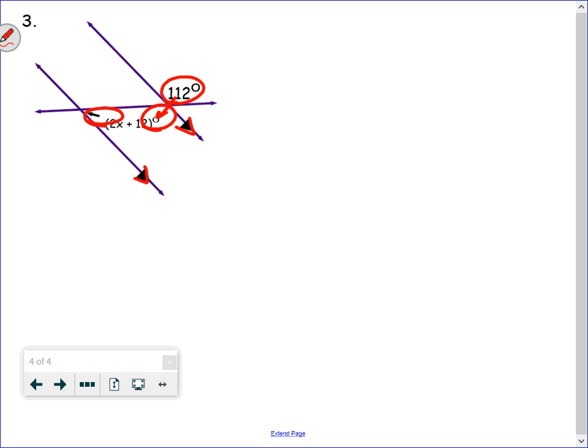So now, where are these two angles? The 112 and the 2x. I'm going to redraw that picture because I know it does get a little smushy. So this is the 2x plus 12, and now this is the 112. So where are those angles? Good, they're consecutive interior angles. So in this case, when it says solve for the value of x and state the postulate or theorem used, there are actually two of them.